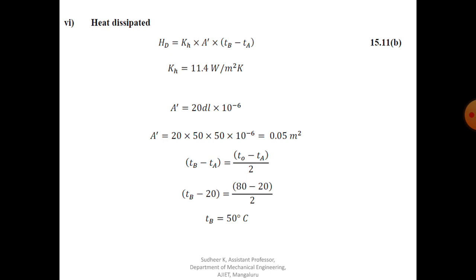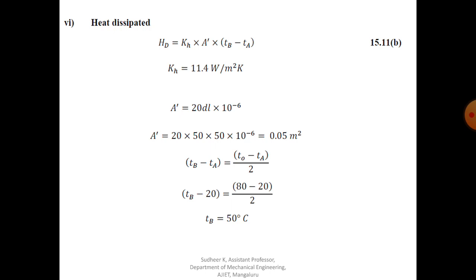Now coming to the next question, that is heat dissipation. It is given by HD in your data handbook, 15.11b, from page number 360. You can find this equation: HD equal to KH A dash into TB minus TA, from equation number 15.11b. The KH values are given in the data handbook itself.